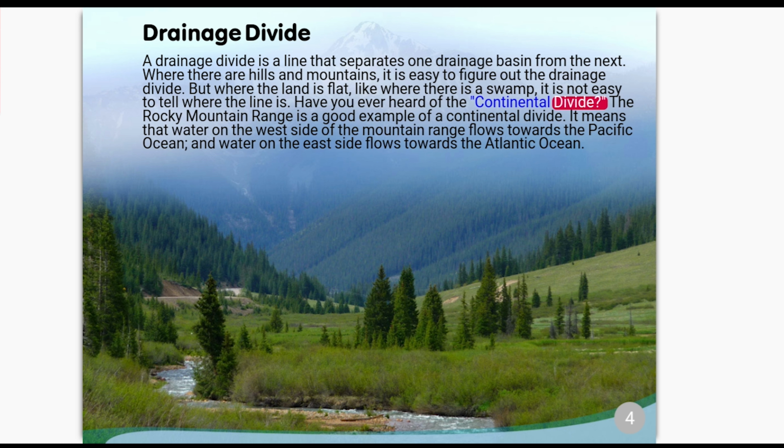The Rocky Mountain Range is a good example of a continental divide. It means that water on the west side of the mountain range flows towards the Pacific Ocean, and water on the east side flows towards the Atlantic Ocean.